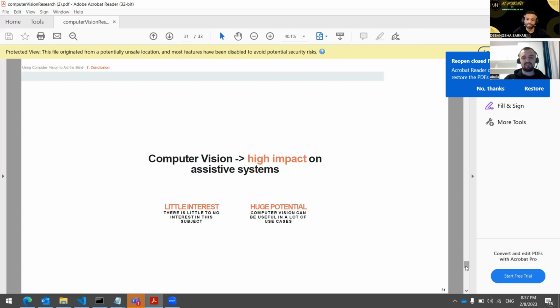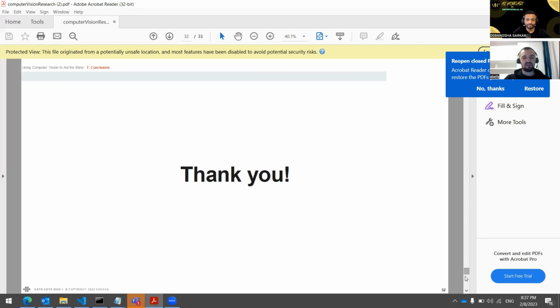So yeah, I think this is it for the presentation. If you have any questions, just go ahead. I have one question regarding Mask R-CNN. Do you think it's feasible to run instance segmentation on an edge device? Isn't it computationally really expensive?